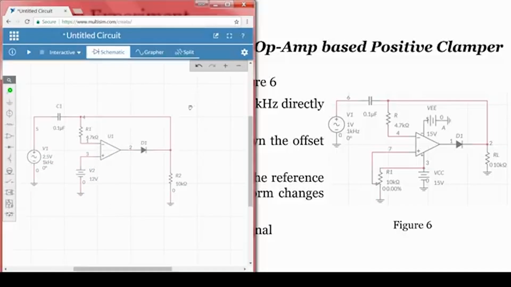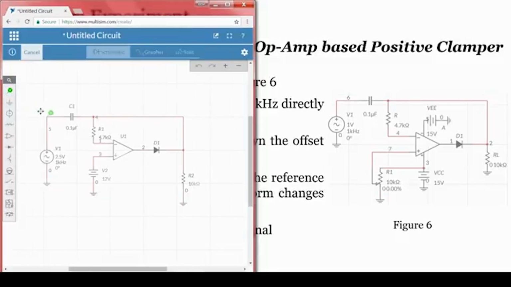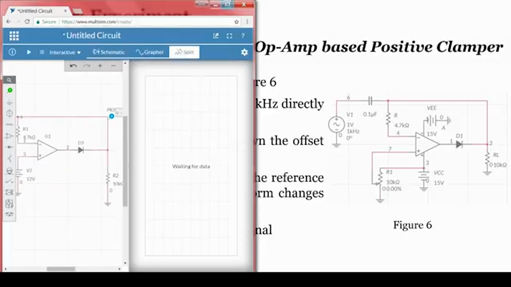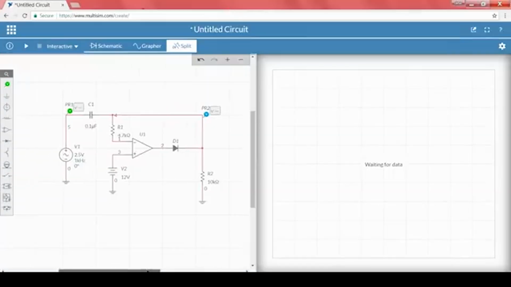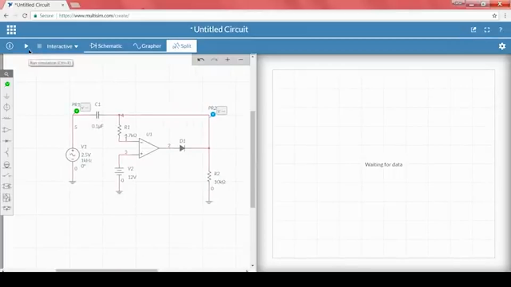In order to analyze this circuit, I will take probes, one at the input side and another probe at the output side. The input is represented by green, whereas sky blue represents our output voltage. To understand the circuit, let me run it in Multisim.